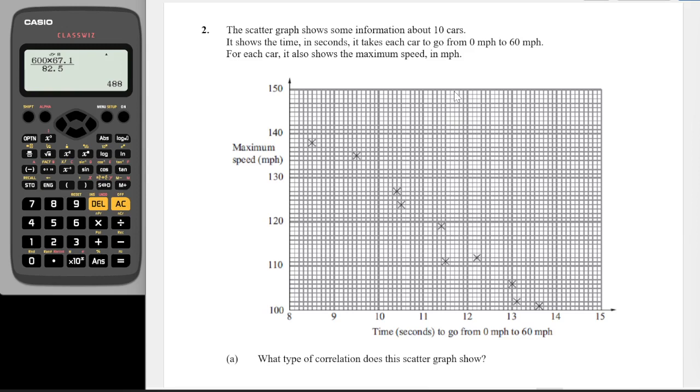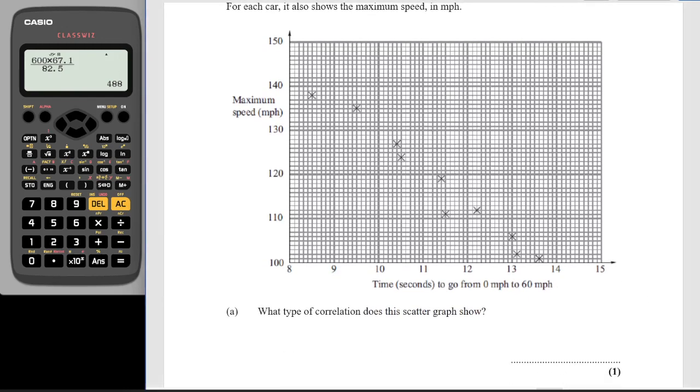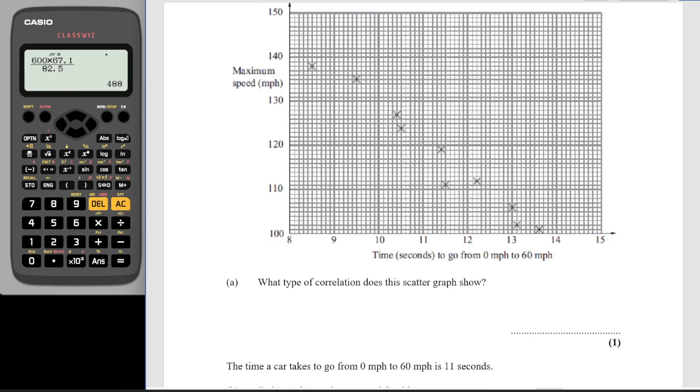And question 2, the scatter graph shows some information about 10 cars. It shows the time in seconds it takes each car to go from 0 to 60 miles per hour. For each car, it also shows the maximum speed in miles per hour. So we've got maximum speed and we've got time in seconds. What type of correlation does this scatter graph show? If I drew a line of best fit, which I'm sure I'll need to shortly, it's going to have a negative gradient, so it shows a negative correlation.